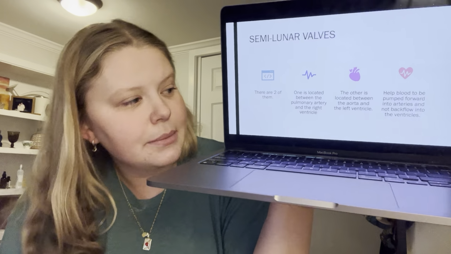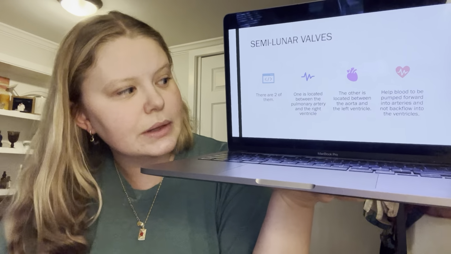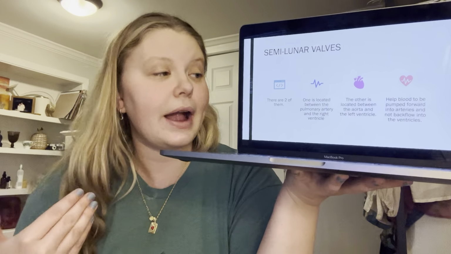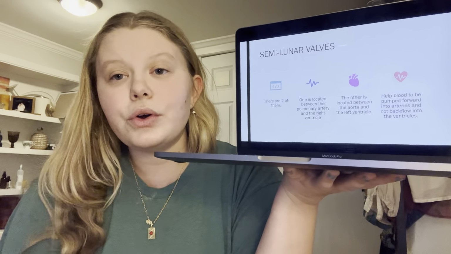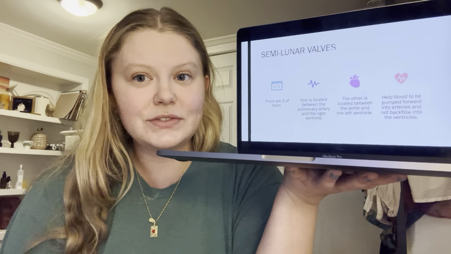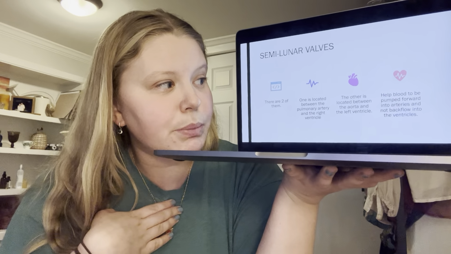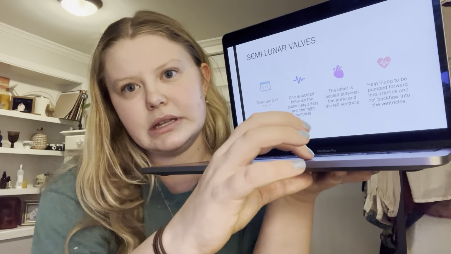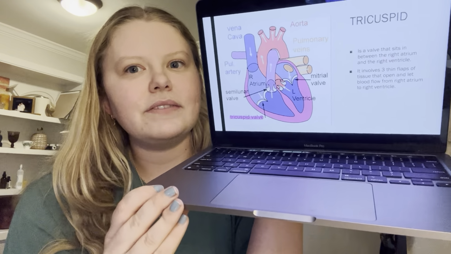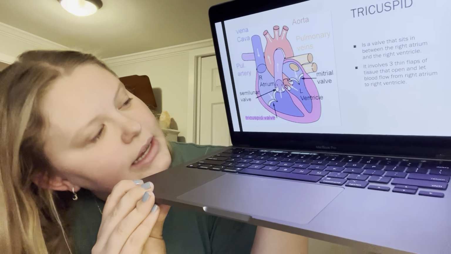And then we have a semilunar valve. There are only 2 of them. They are located between the pulmonary artery and the right ventricle. The other is located in the aorta, between the aorta and the left ventricle, which we saw the aorta is at the top of the heart, and it helps blood being pumped forward into the arteries and not backflow into the ventricles.